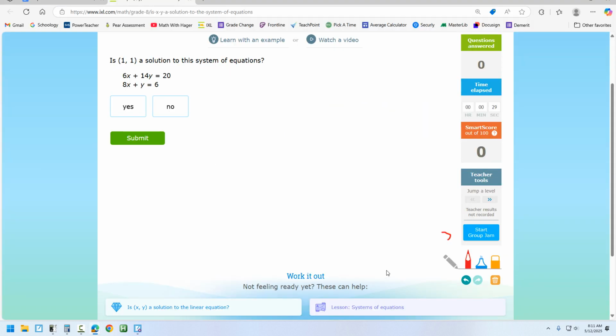Okay, so the next IXL looks totally different, nothing to do with circles. Looks at if a coordinate that they give you is a solution to this system of equations. How can I check if that coordinate, which has an x and a y value, works in those equations? What do I have to do with that coordinate?